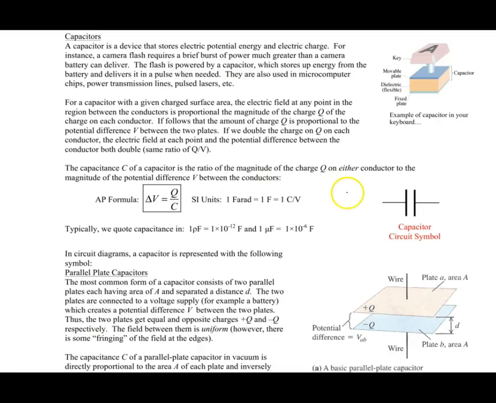So to rehash, going back to our notes, capacitance is equal to the ratio of the charge divided by the voltage. Now on the AP formula sheet, it's represented this way. Delta V, the voltage, is equal to the charge divided by the capacitance. So this C stands for the capacitance. The capacitance is measured in units of farads, and a farad is equivalent to 1 coulomb per volt. Typically, capacitors are measured in microfarads, which is 1 times 10 to the power negative 6, or picofarads, which is 1 times 10 to the power negative 12 farads, and maybe a nanofarad, which is 1 times 10 to the power negative 9 farads. So those are the typical units.